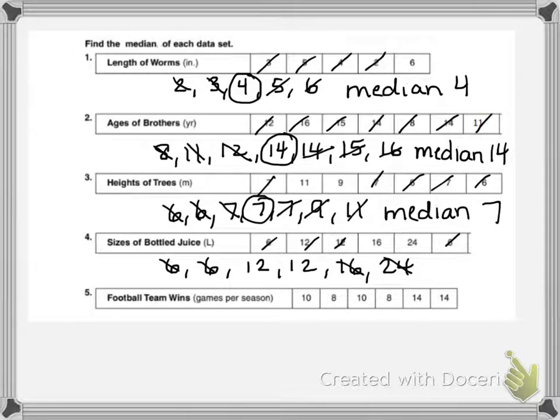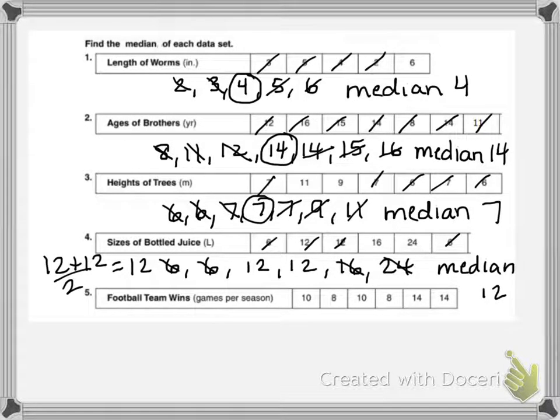When we have an even number of values in our data set, like we do in number 4 here, then we want to add the 2 middle numbers together and divide by 2. So really we're finding the average of those leftover numbers, or the midpoint between those 2 numbers. So if I add 12 and 12 together, I'm going to put this on the left-hand side, and then divide by 2. That's 24 divided by 2, which is 12. So the middle of 12 and 12 is 12. So our median is 12.